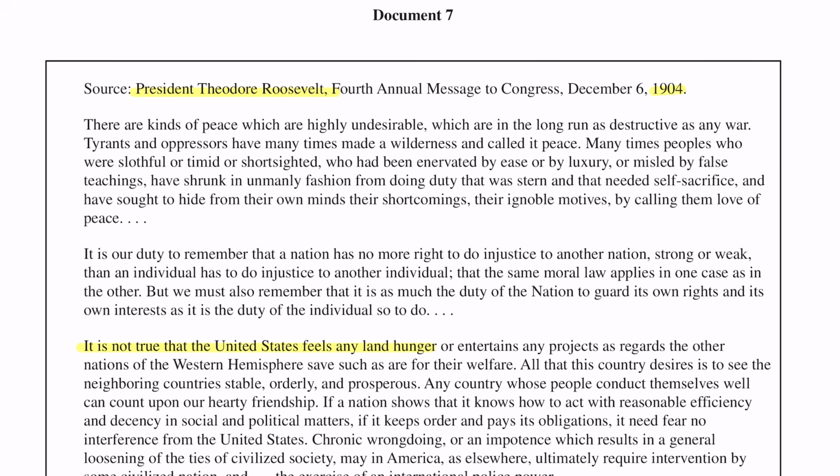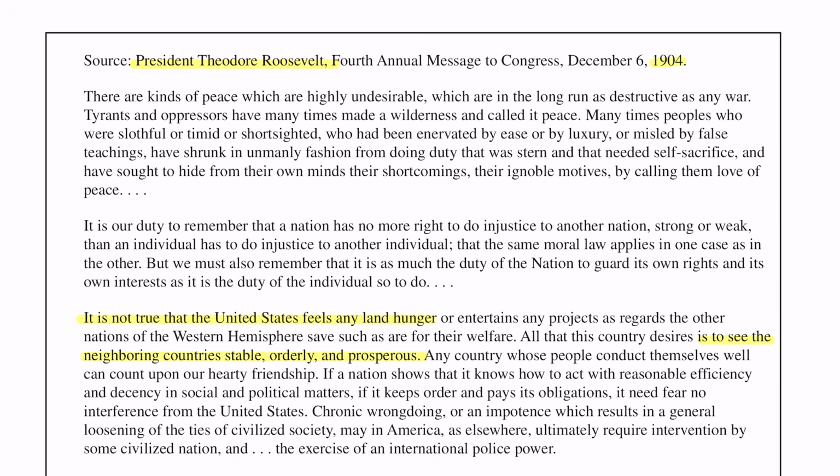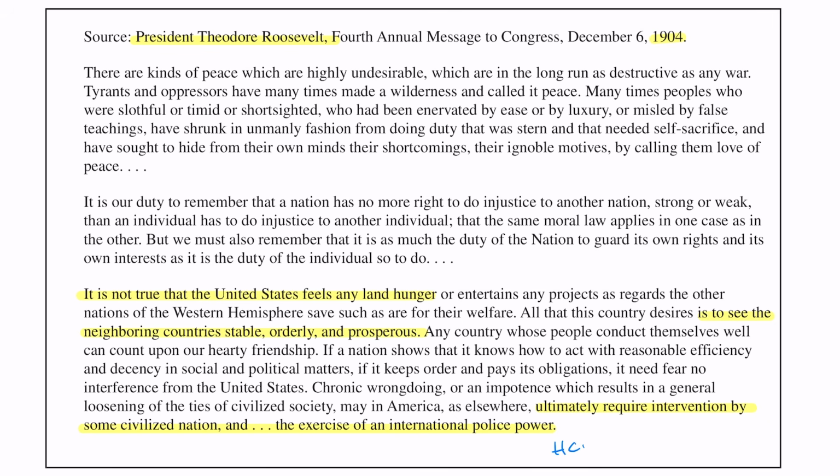So I'm just going to note that contradiction in my mind because that could be interesting to work in for complexity. All Roosevelt wants is to see the neighboring countries stable, orderly, and prosperous. And if they're not, that ultimately means that it will require intervention by some civilized nation and the exercise of an international police power. Now, hopefully, if you've been studying, that's going to remind you of something. What this is called is the Roosevelt corollary to the Monroe Doctrine, so I'm just going to write that here to remind myself to use it for sourcing.